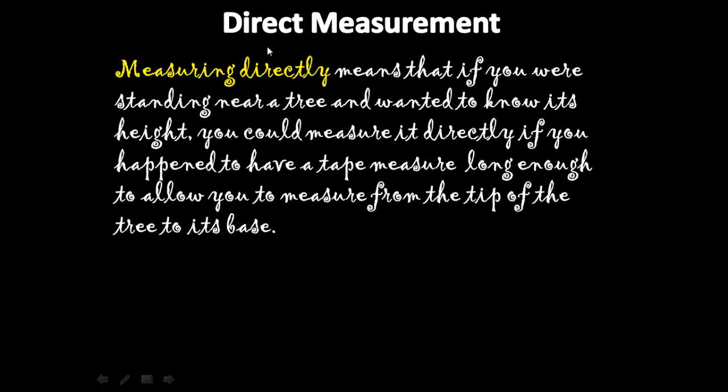This says direct measurement, measuring directly. This means that if you were standing near a tree and wanted to know its height, you could measure it directly if you happen to have a tape measure long enough to allow you to measure from the tip of the tree to its base. And we're talking about a really, really tall tree, not a little bitty brand new tree you just planted. Usually you can't measure them directly. It's not that it's impossible, it's just very hard to do.